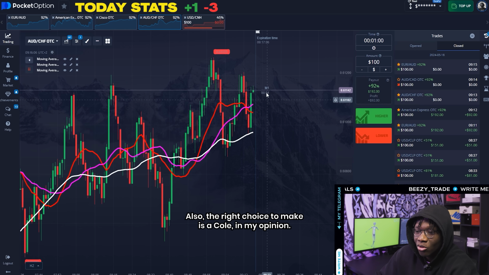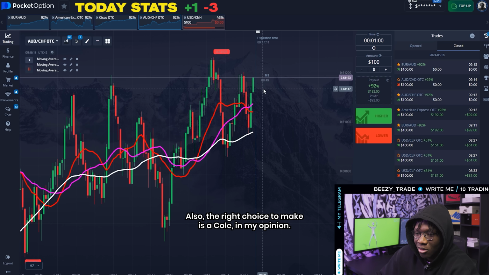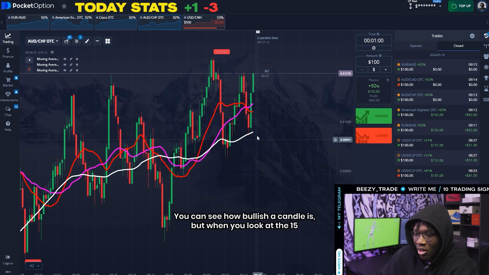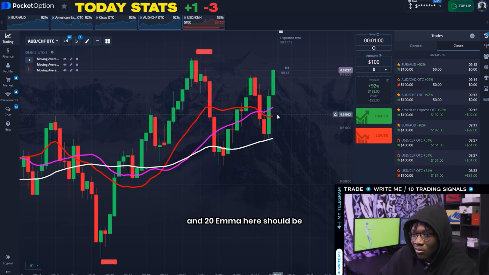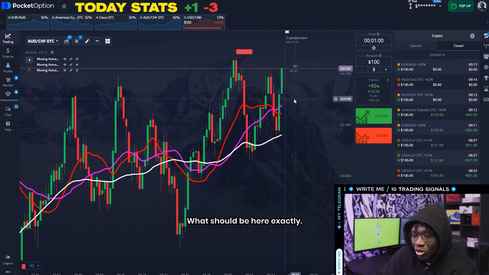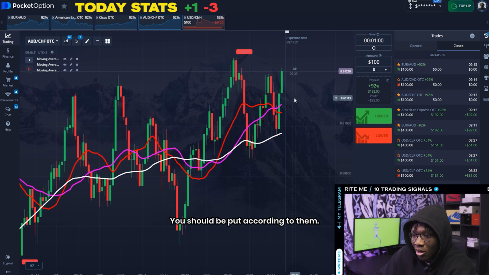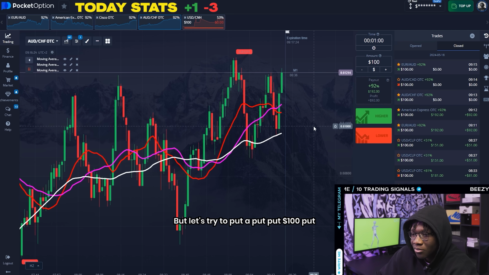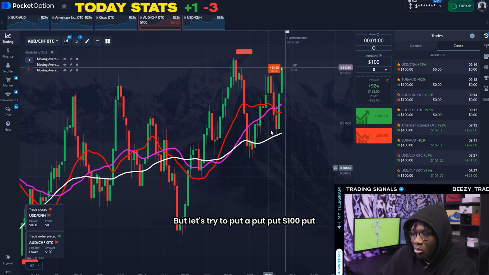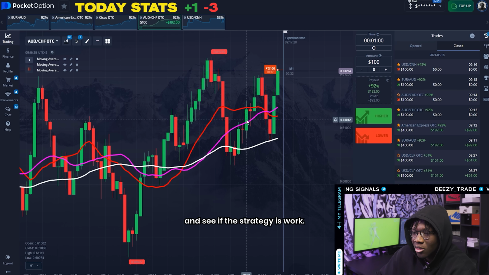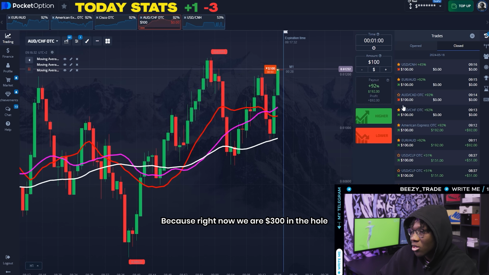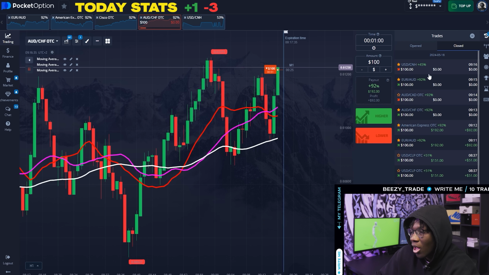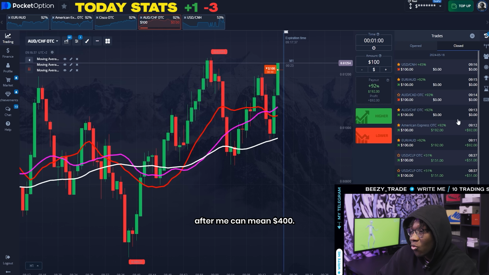Here also, the right choice to make is a call, in my opinion. You can see how bullish the candle is. But when you look at the 15 and 20 EMA, what should be here? Exactly. Here should be a put, according to them. But let's try to put a put. Put a $100 put and see if the strategy is working. Because right now we are $300 in the hole, after making $400.